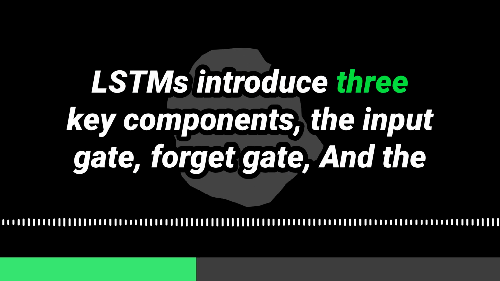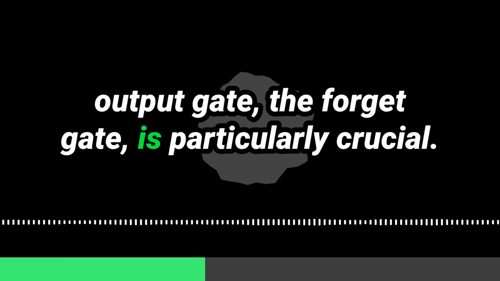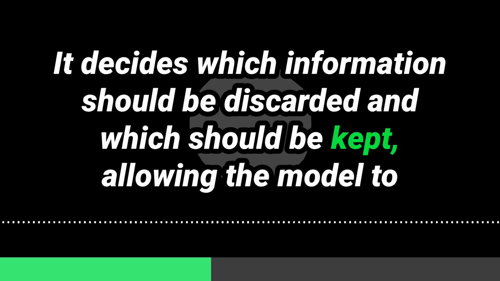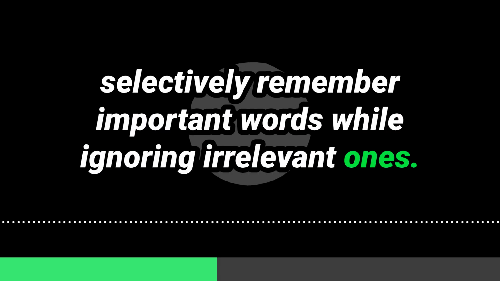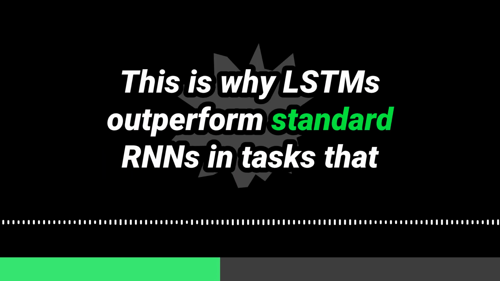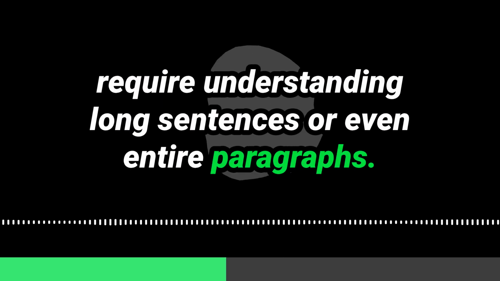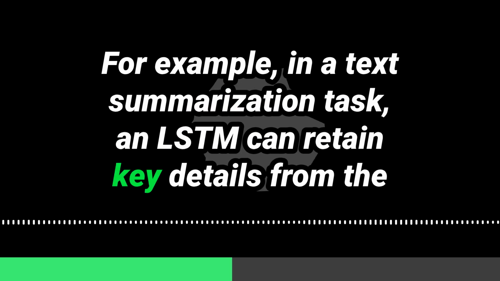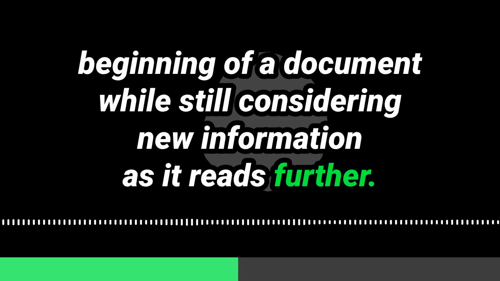LSTMs introduce three key components: the input gate, the forget gate, and the output gate. The forget gate is particularly crucial. It decides which information should be discarded and which should be kept, allowing the model to selectively remember important words while ignoring irrelevant ones. This is why LSTMs outperform standard RNNs in tasks that require understanding long sentences or even entire paragraphs. For example, in a text summarization task, an LSTM can retain key details from the beginning of a document while still considering new information as it reads further.